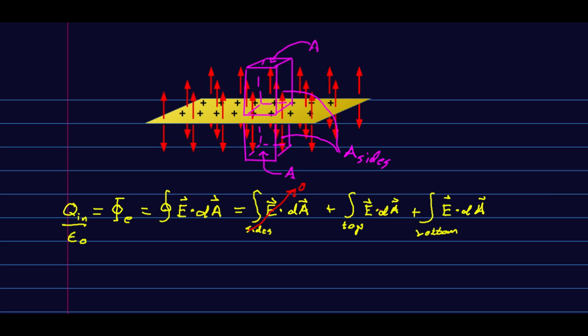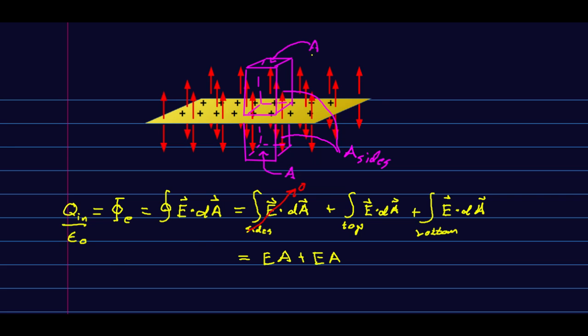Now, since it's perpendicular to the surface, it's also perpendicular to these ends. And so again, our dot products are just going to be E dA with no cos theta. And E is uniform everywhere, and so once again, the E field is going to come out of both of those integrals. So we'll have E times the integral of dA over the top, which is just A, plus the same thing for the bottom. So that's that. And that is all Q inside over epsilon naught.